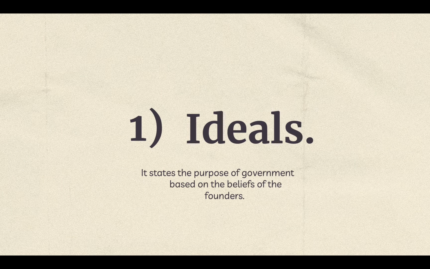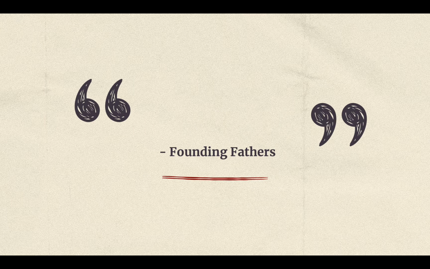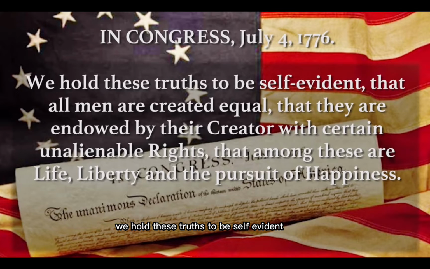The first part is ideals. It states the purpose of government based on the beliefs of the founders. The most important principle was that all men were created equal. We hold these truths to be self-evident, that all men are created equal, that they are endowed by their Creator with certain unalienable rights, that among these are life, liberty, and the pursuit of happiness.